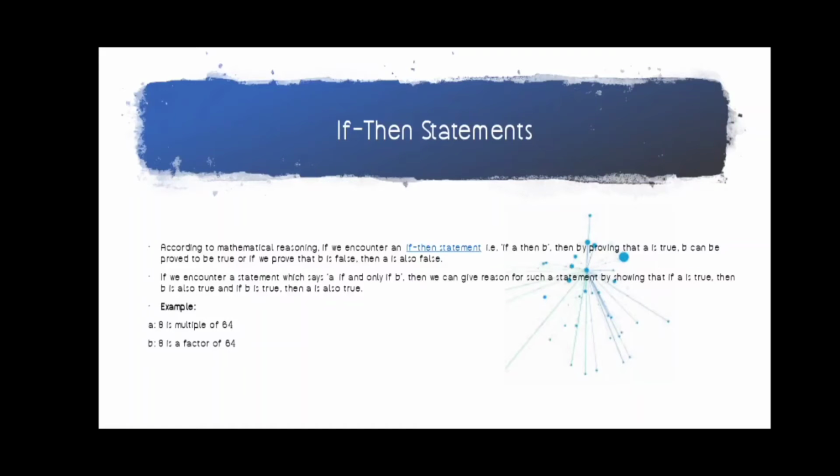And if B is true, then A is also true. Example, 8 is a multiple of 64 and 8 is a factor of 64. Since one of the given statements is true, therefore A or B is true. Here, in the if-then statement, we are concluding that if A is true, therefore B is true.